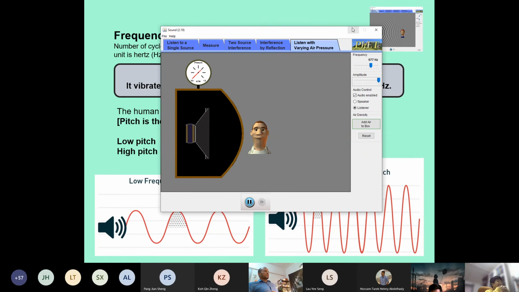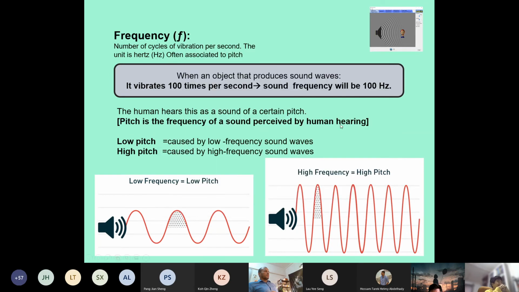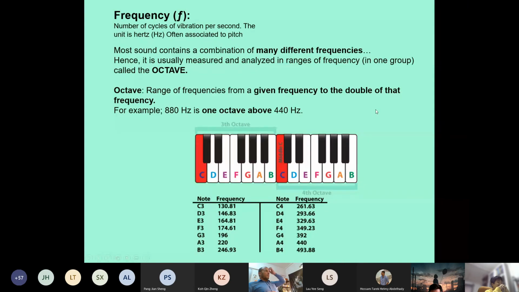Okay, this is just for illustration. Those who play the piano probably know what we mean by octave. So here's the definition. Most sound contains a combination of many different frequencies, like music, for example. Hence, it's usually measured and analyzed in a range of frequencies in one group called an octave. Those who use music know there are different octaves in the piano.